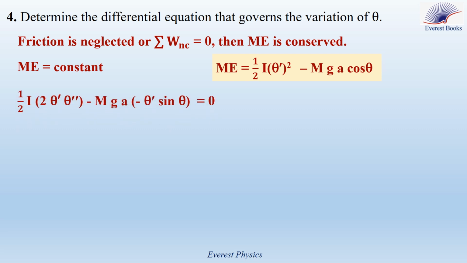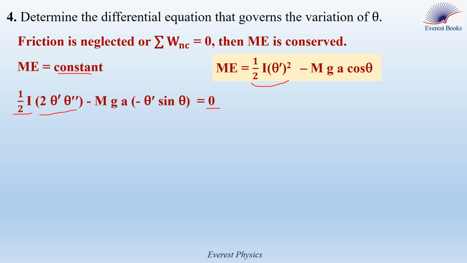Since ME is constant, then ME prime is equal to 0. 1/2 is constant and theta prime squared is variable. So the derivative of this term is the constant 1/2 times I times the derivative of theta prime squared, and the derivative of theta prime squared is equal to 2 theta prime theta double prime.